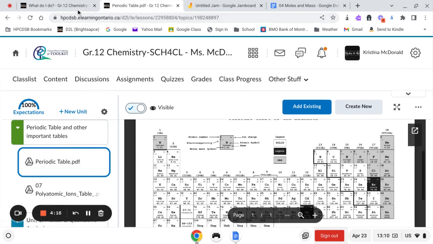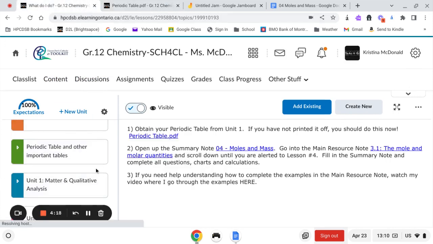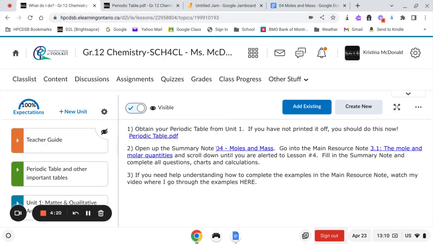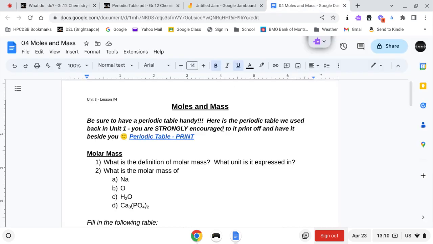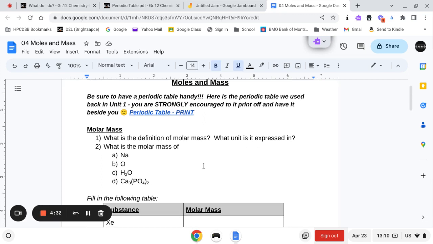So what we're going to do is take you through the main resource note. So we're going to go back here to what do I do? And I have here the summary note for you. We'll reference that in a second. And then the main resource note. So we're still working our way through that main resource note. The summary note that I have for you, again, I'm encouraging you to print off the periodic table. But this note today is going to focus on mass and moles. And so we have to understand this concept of the molar mass.